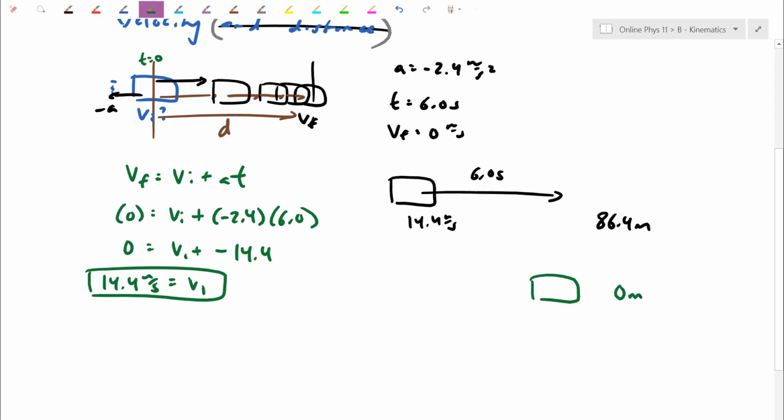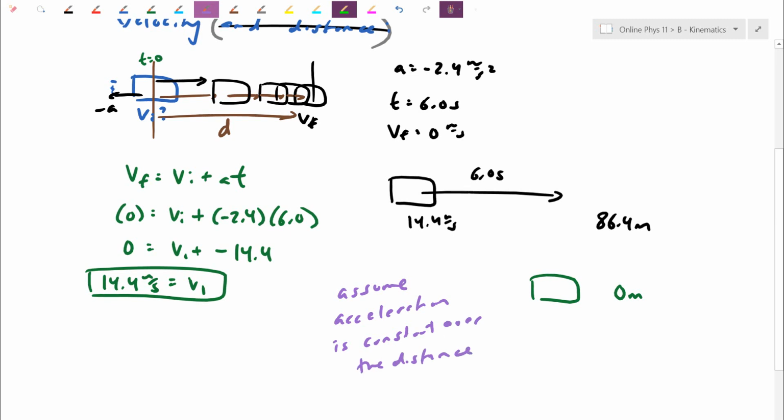Fortunately for us, we're going to assume, and this is always an assumption of ours, that the acceleration is constant over the distance. So unlike the very first kinematic problems that we did, where I was traveling at one speed for a shorter time and a different speed for a longer time, where I couldn't take the average velocity, this time I can actually do an average velocity.